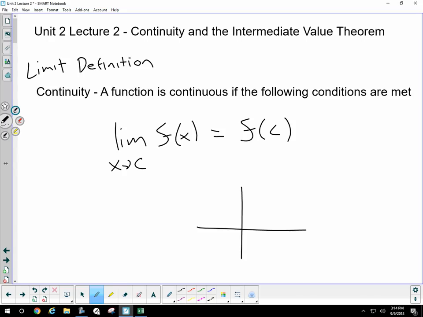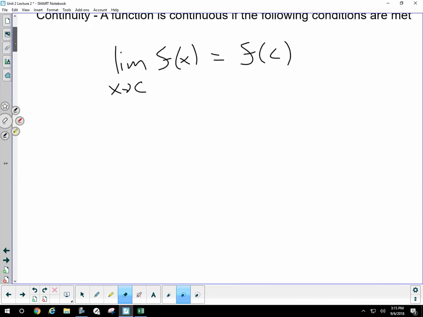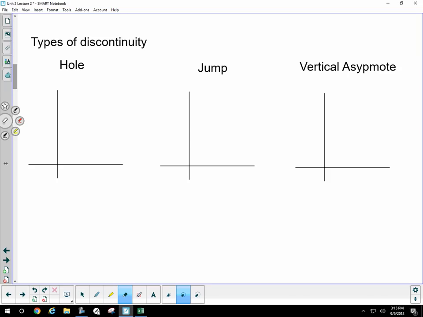You have a certain asymptote or something else, and it's only at this x-coordinate that we have a discontinuity. Here the limit doesn't exist, so the limit is not equal to the function value. And what are the situations where this can occur? At a hole.